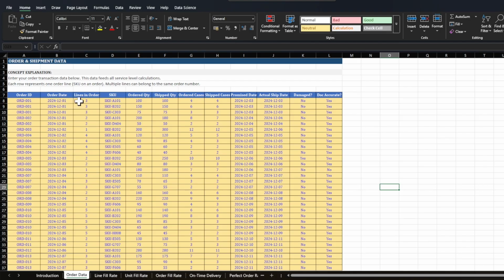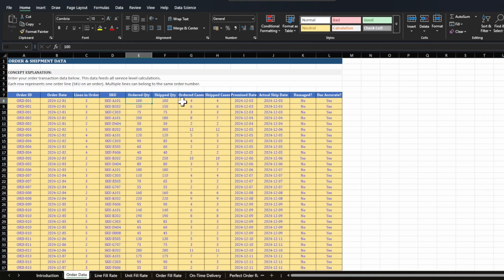Then this is the lines in order. So lines in order is how many SKUs are there. So if you see, there are three rows where we are duplicating the order. But why are we duplicating this order? Because it has three different SKUs, and all of these three SKUs have different quantities in them. So the lines are the number of SKUs in a particular order. Then there is order quantity, and out of which how much you have shipped, that is your shipped quantity.